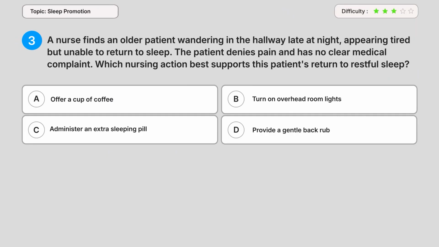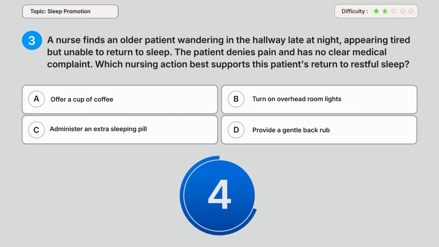A. Offer a cup of coffee. B. Turn on overhead room lights. C. Administer an extra sleeping pill. D. Provide a gentle back rub. Do you know the answer?